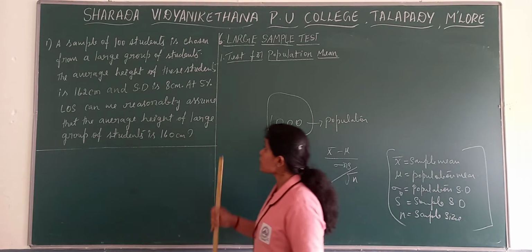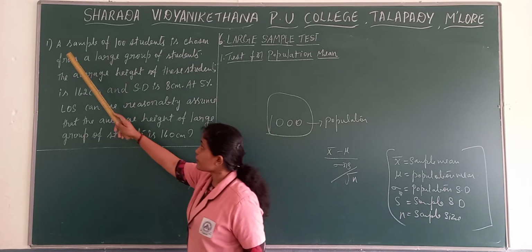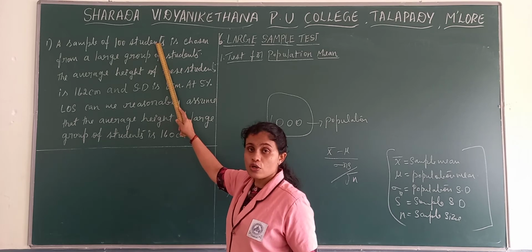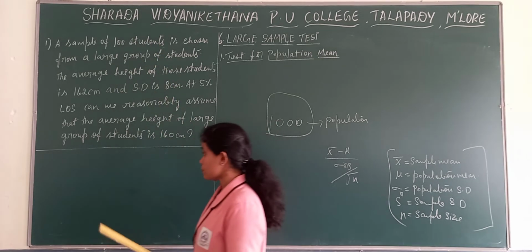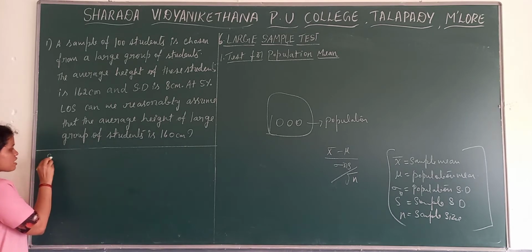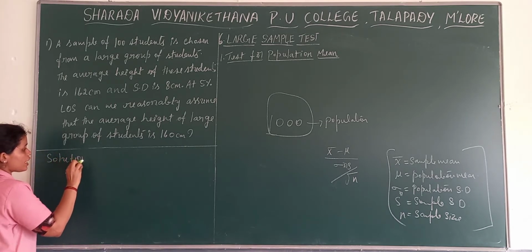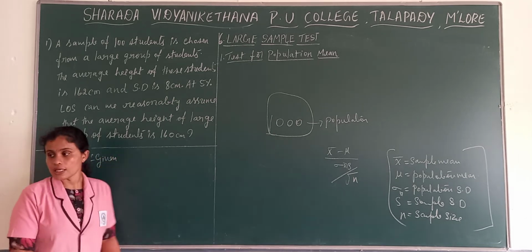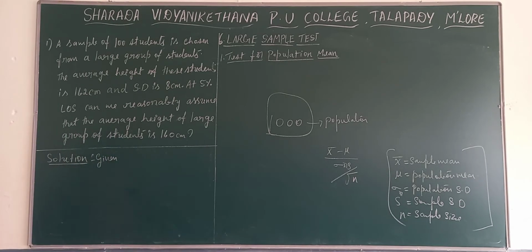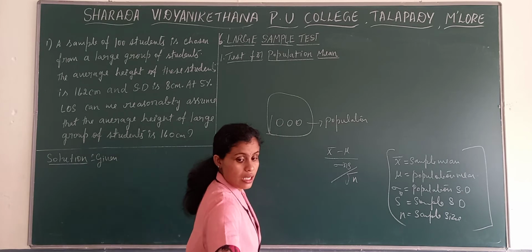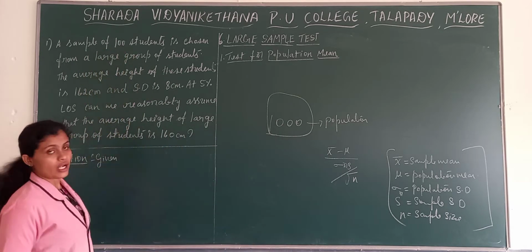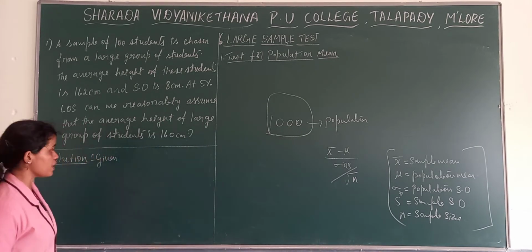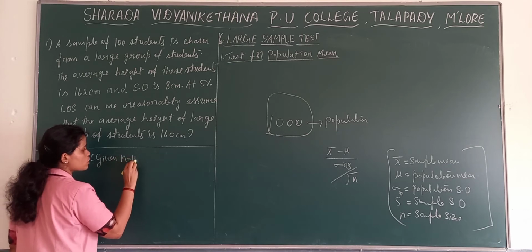Now see this particular problem, read the problem and concentrate here. A sample of 100 students. So our sample number is 100. While starting a solution, you always need to write the given values. A sample of 100 students: the size of our sample is 100. So n is equal to 100.